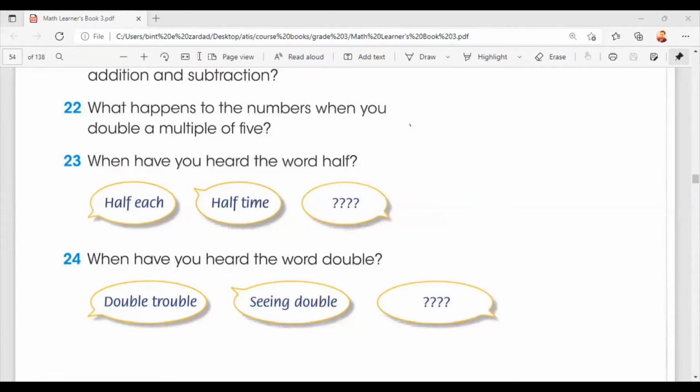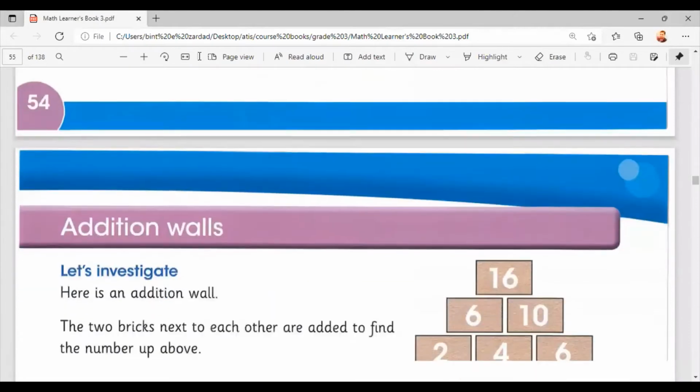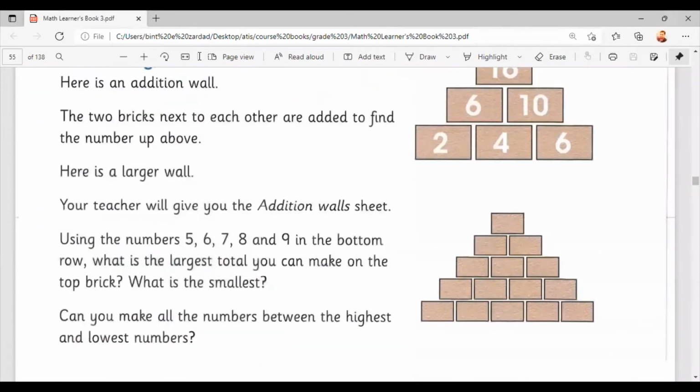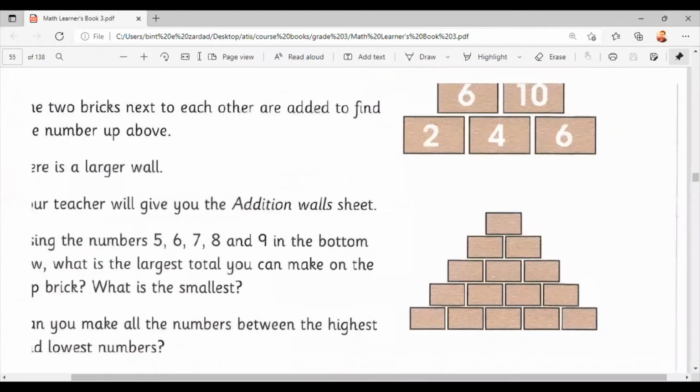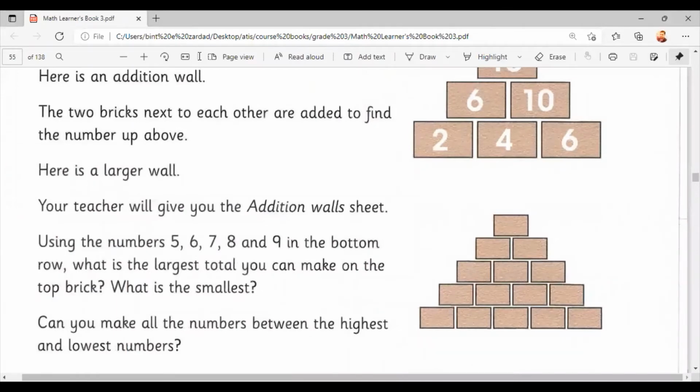After this, the next lesson is about the addition wall. It's not difficult, easy. Addition wall. Use the numbers 5, 6, 7, 8, 9 in the bottom row.